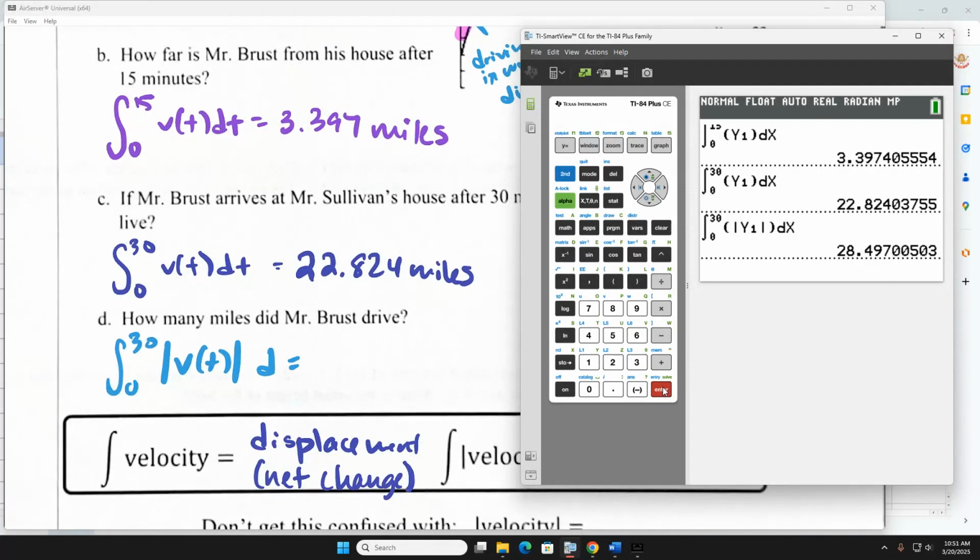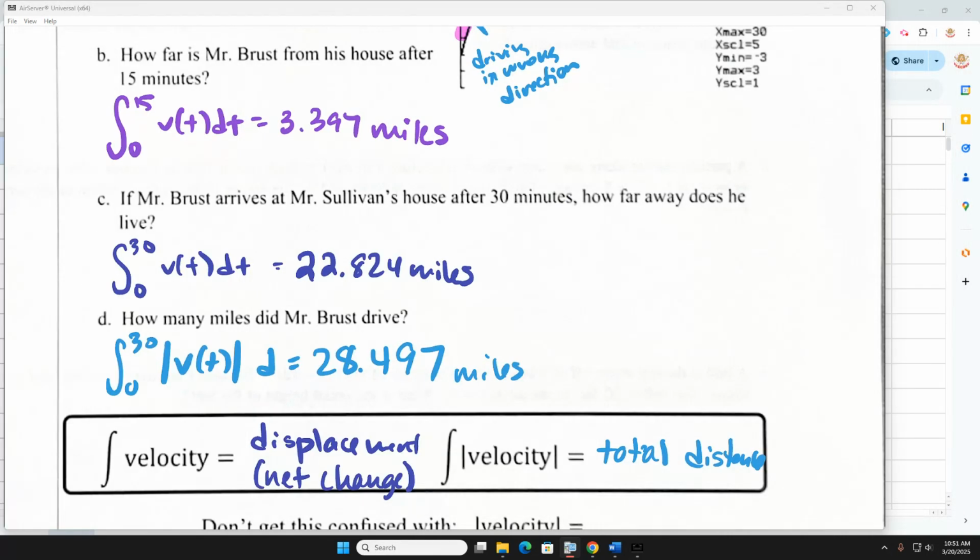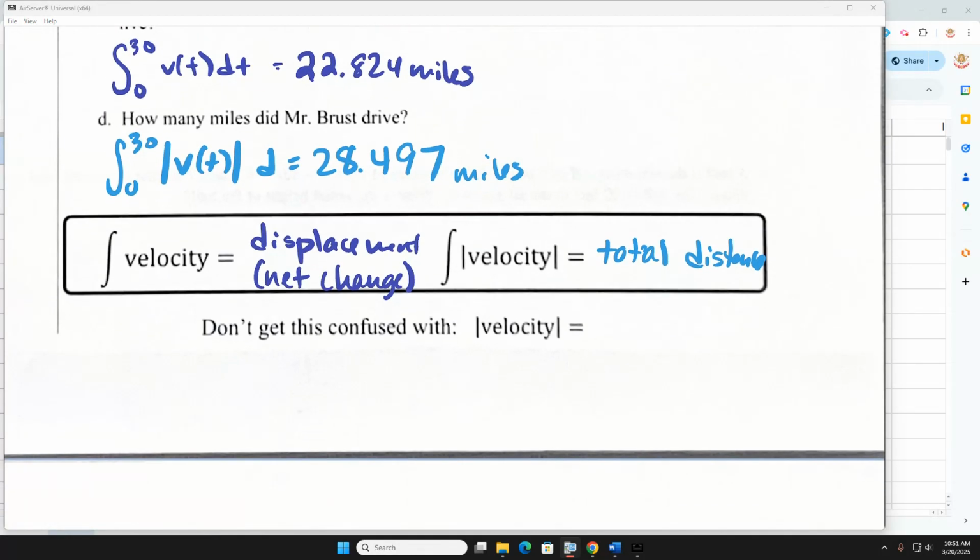So he definitely drove more miles than the distance between them. My calculator is having an error. It does take a long time for your calculator to calculate that. It must be really confusing for it. Eventually, it should get there.